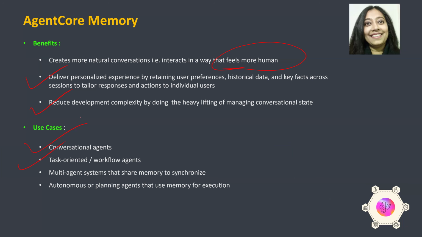Then we have multi-agent systems. As humans, remember, we share certain memories, we share events. Similarly, agents can share memory as well. And they can share that context between different agents. And that's where multi-agent systems can share memories, basically to synchronize themselves.